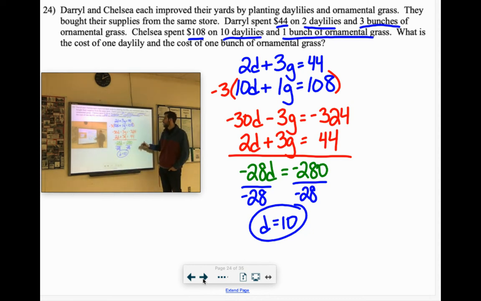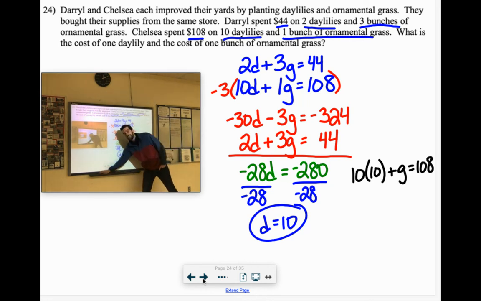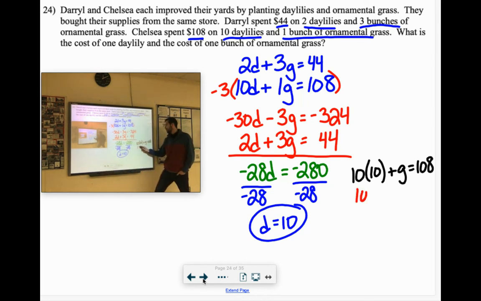So I'm going to use the second equation. 10 times the daylilies plus 1 thing of ornamental grass was $108. 10 times 10 is 100. 100 plus something gives me 108. Well, that's $8. I'm going to run out of time.